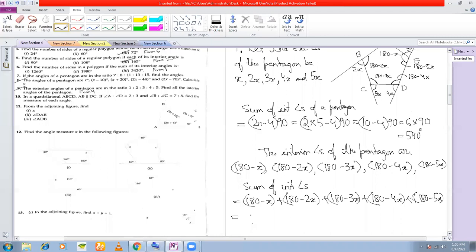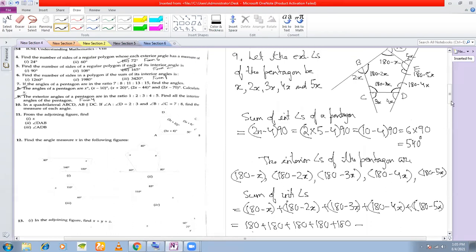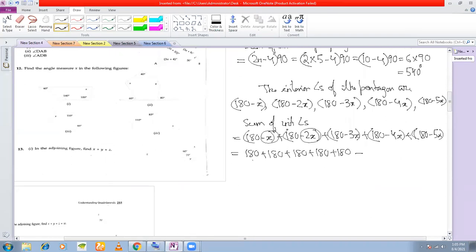So if you take the 180s together, 180 plus 180 plus 180 plus 180 plus 180, 5 times, minus, here you have minus x, minus 2x, minus 3x, minus 4x, minus 5x. What is the total? 15. Do you all agree with this? Yes, sir. 180 added 5 times. How much will you get? 900, right? Minus 15x. This is the sum of interior angles.